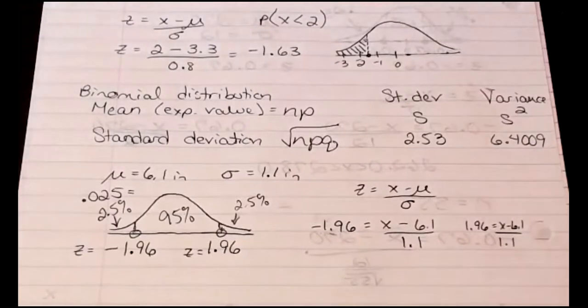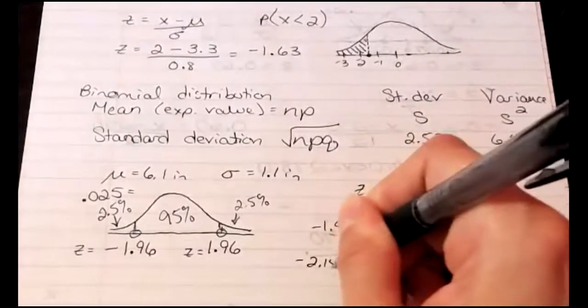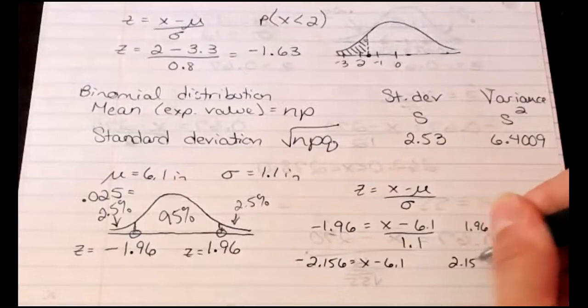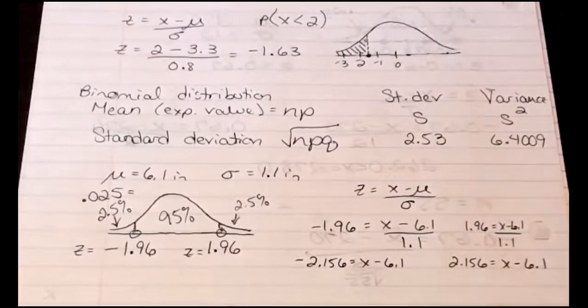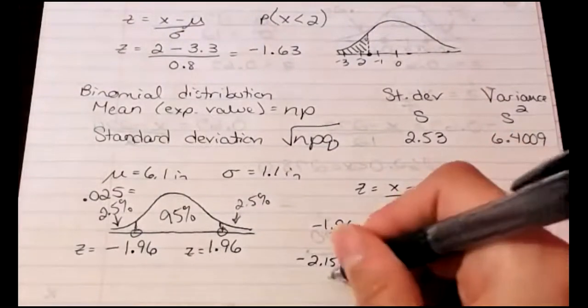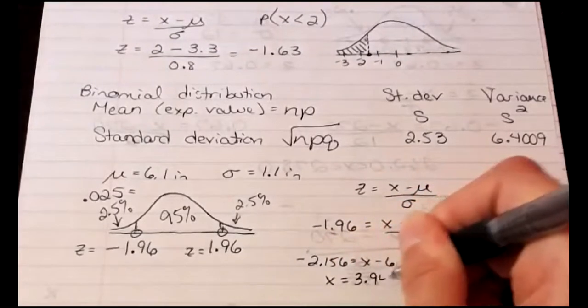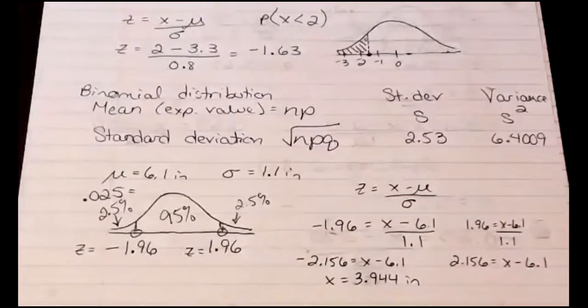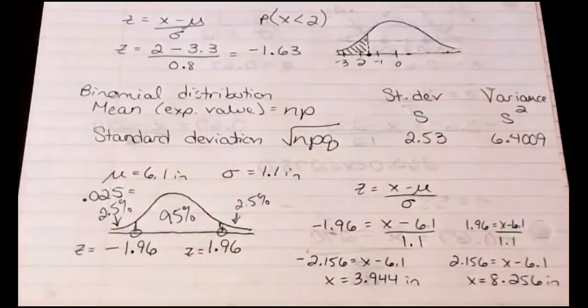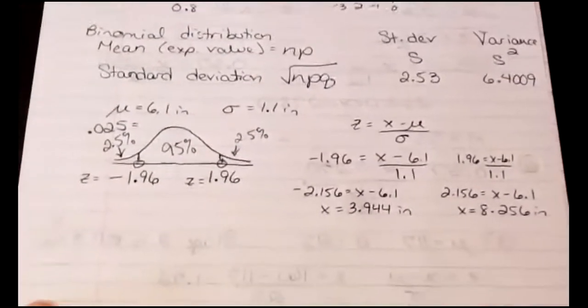So I'm going to take the negative 1.96 and multiply it by 1.1. That's going to give me negative 2.156 is equal to x minus 6.1. This is going to be a positive 2.156 is equal to x minus 6.1. I'm now going to add 6.1 to each side. My lower value is 3.944 inches. And my higher value is 8.256 inches. Stop me if I'm moving too fast, okay?